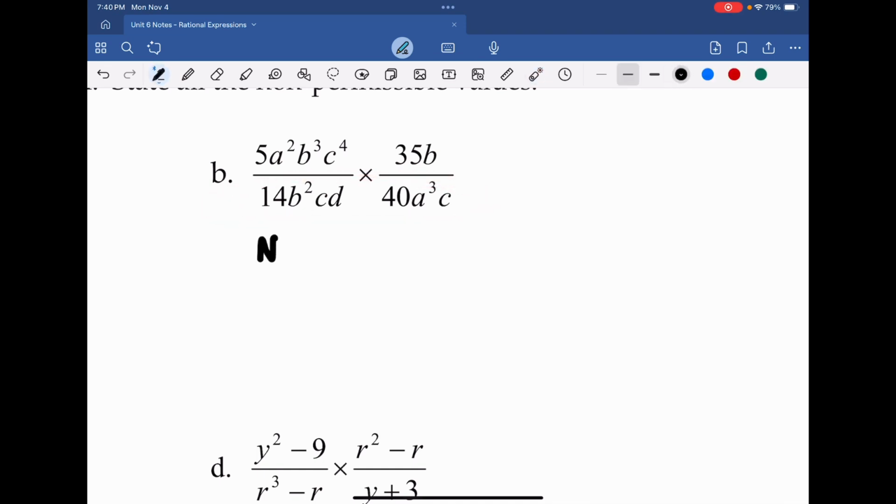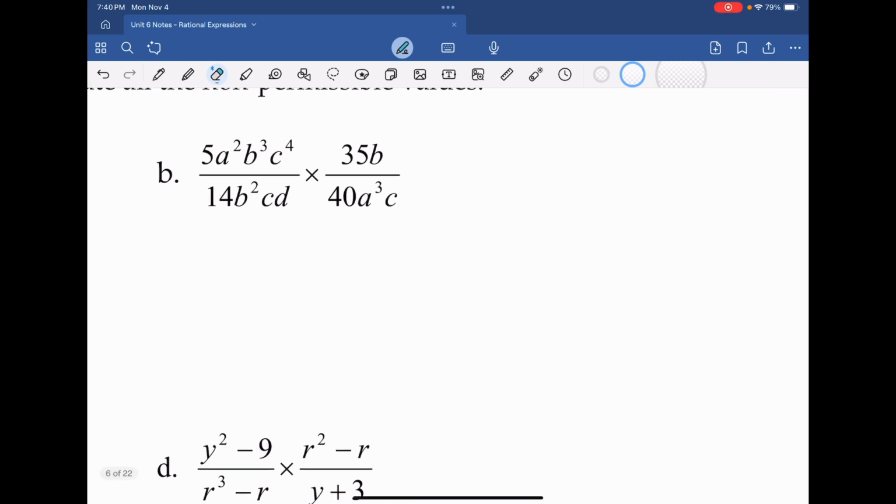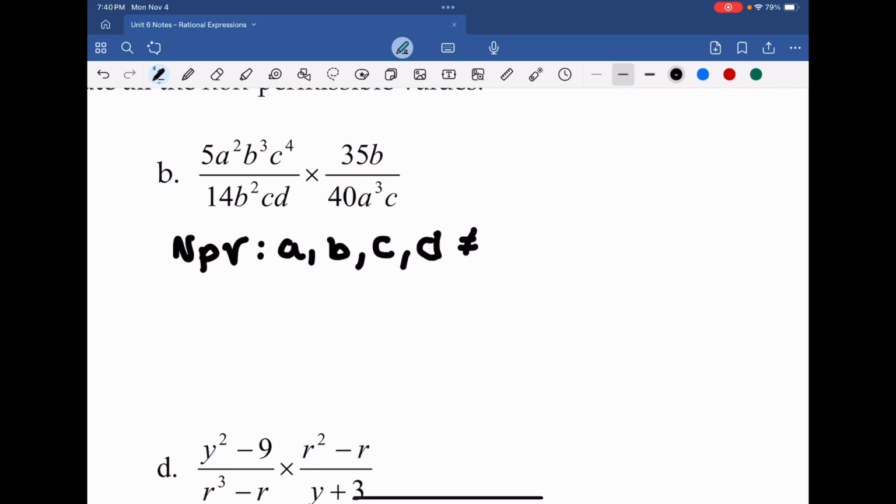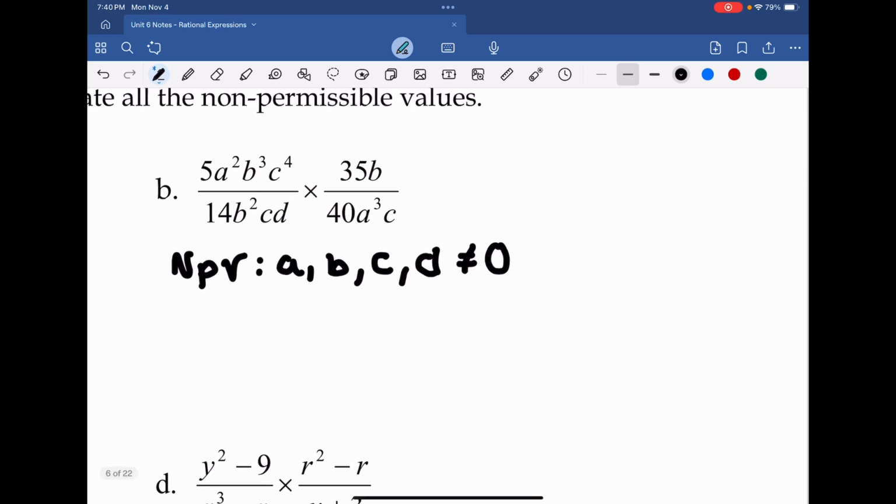So we're going to say the NPVs, and maybe we'll write it off to the side here. Actually, no, I like it over here. We'll put NPVs where a, b, c, and d all cannot equal 0. If any of those variables are 0, it's going to cause the denominator to go to 0, and we can't have that. Now what we can do is start our simplification process.